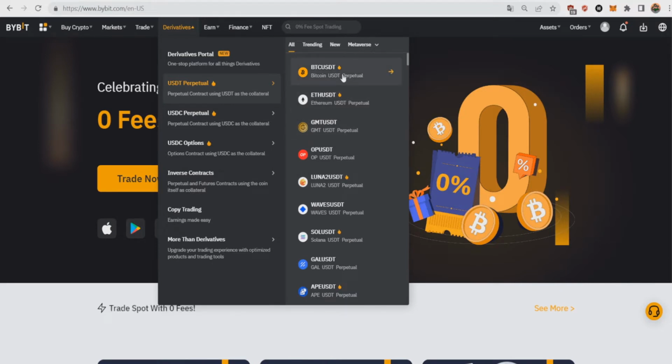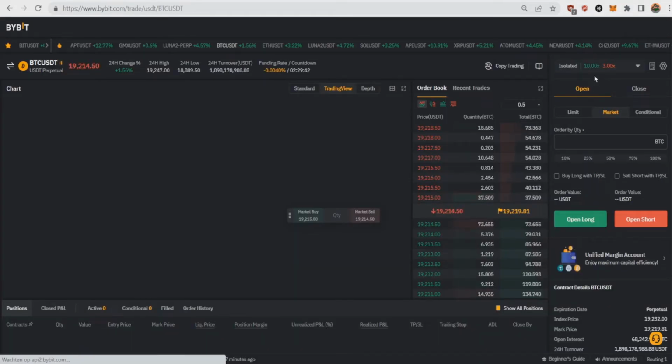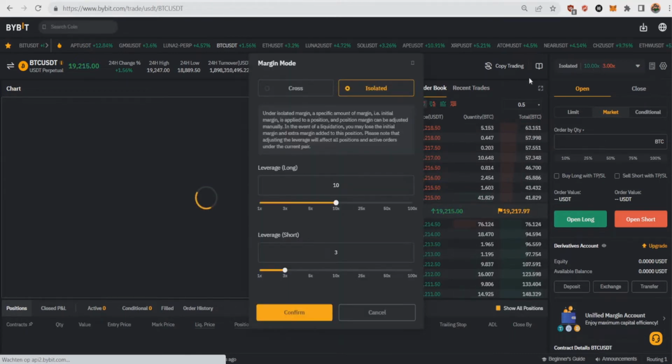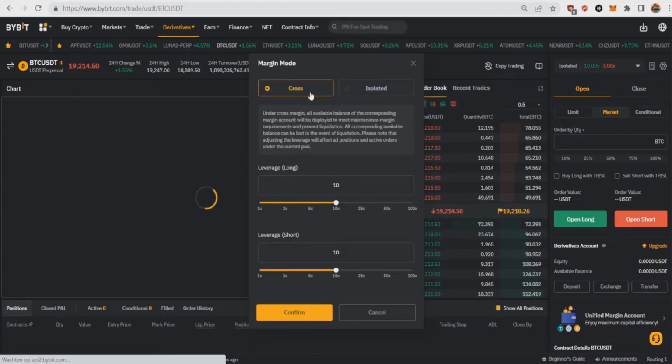So for the ease of this video, we're just gonna click on BTC. So the first thing we're gonna talk about is the leverage. So you're gonna click at the top where you see the 10x and the 3x, and the first thing we notice is we have isolated or cross. So cross means that every trade is basically connected.